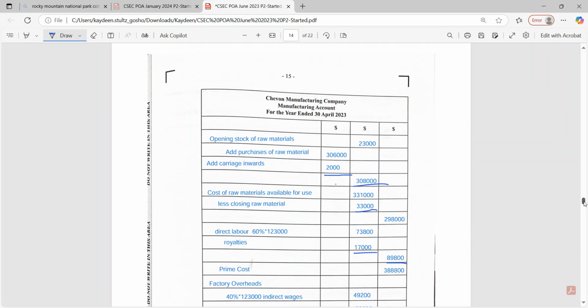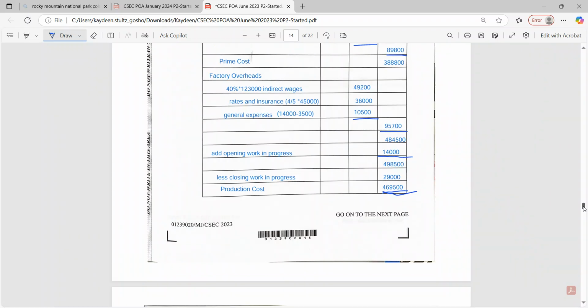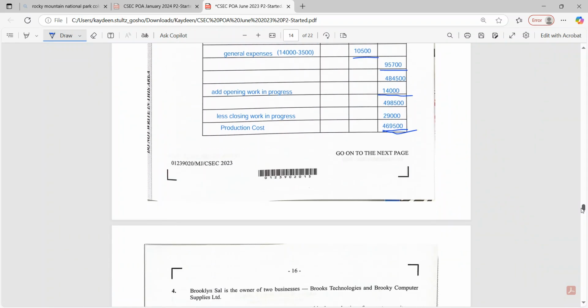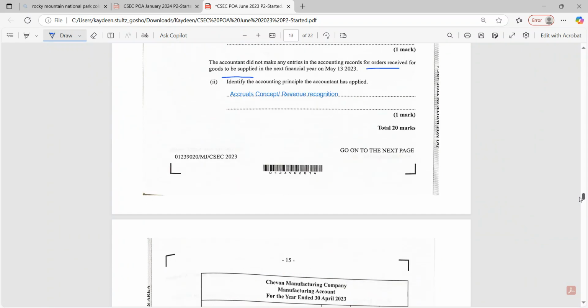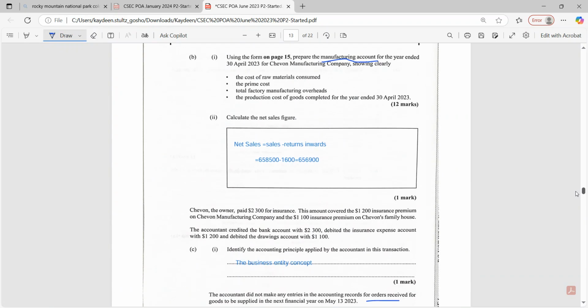All right, so that would be our manufacturing account. So once they say prepare a manufacturing account, you stop at production cost. You don't go any further. All right. So we did B, I.